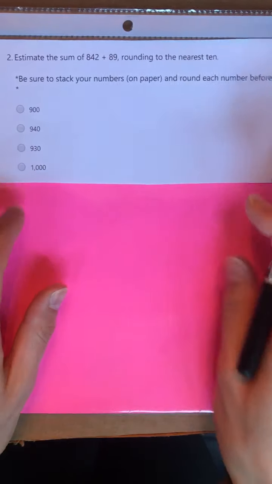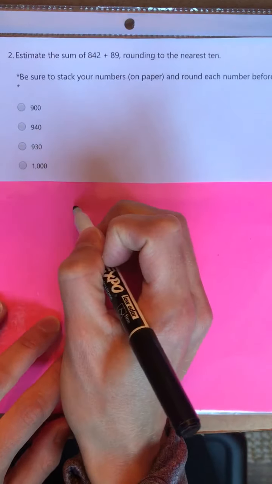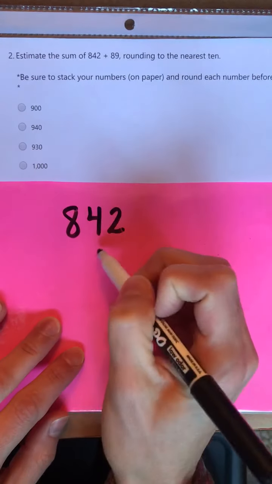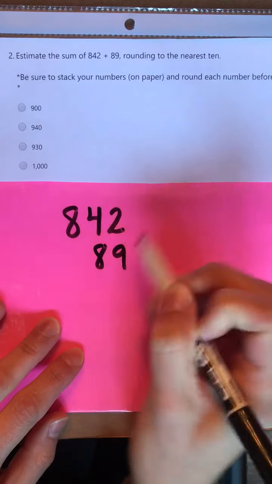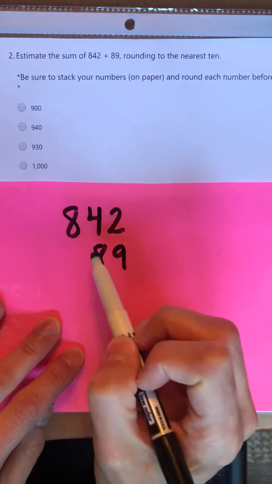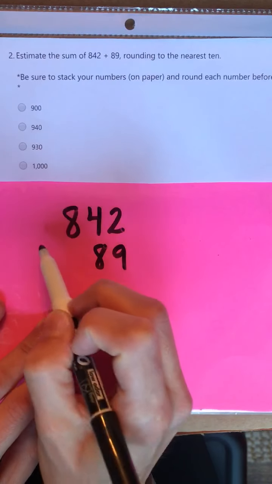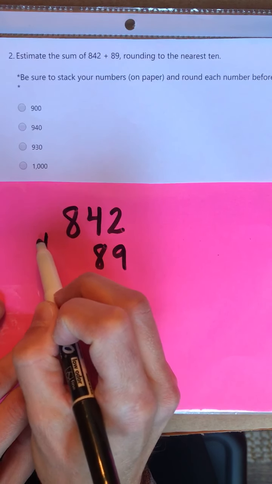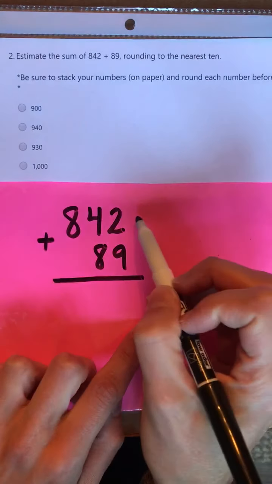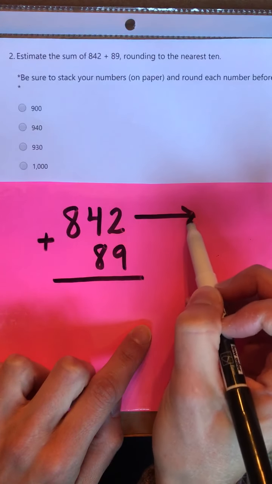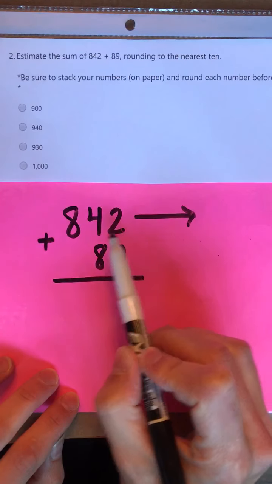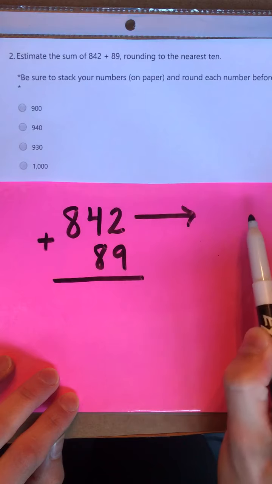So in order to set up this question, we're going to stack our numbers. So 842 and 89, right? We want to make sure that we're lining up our ones digits and our tens digits and our hundreds digits. So remember, the sum is the answer when we add. So we need an addition symbol and our equal sign. I'm going to draw an arrow so that I can round my number and that I can tell that the number I rounded is over here.